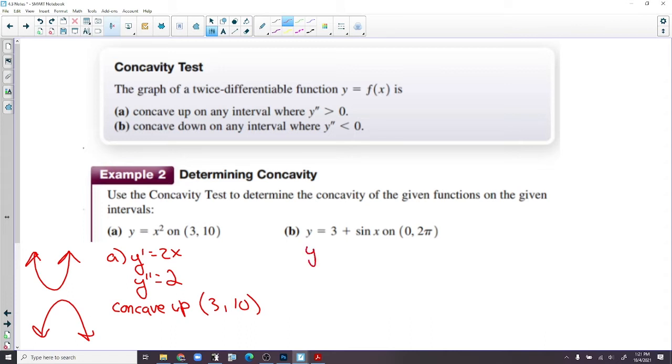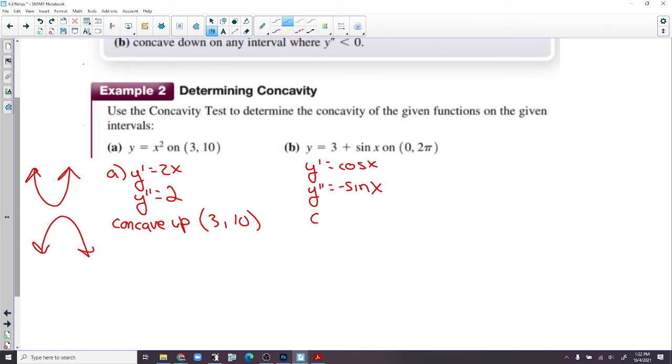On letter B, the first derivative is cosine of x, and the second derivative is negative sine of x. Now we want to know where negative sine of x is 0. Well, sine of x is 0 at 0 and pi. So let's put that on a number line: 0, pi, and 2 pi. So there's the possibilities of points of inflection, and we'll test pi over 2 and 3 pi over 2.